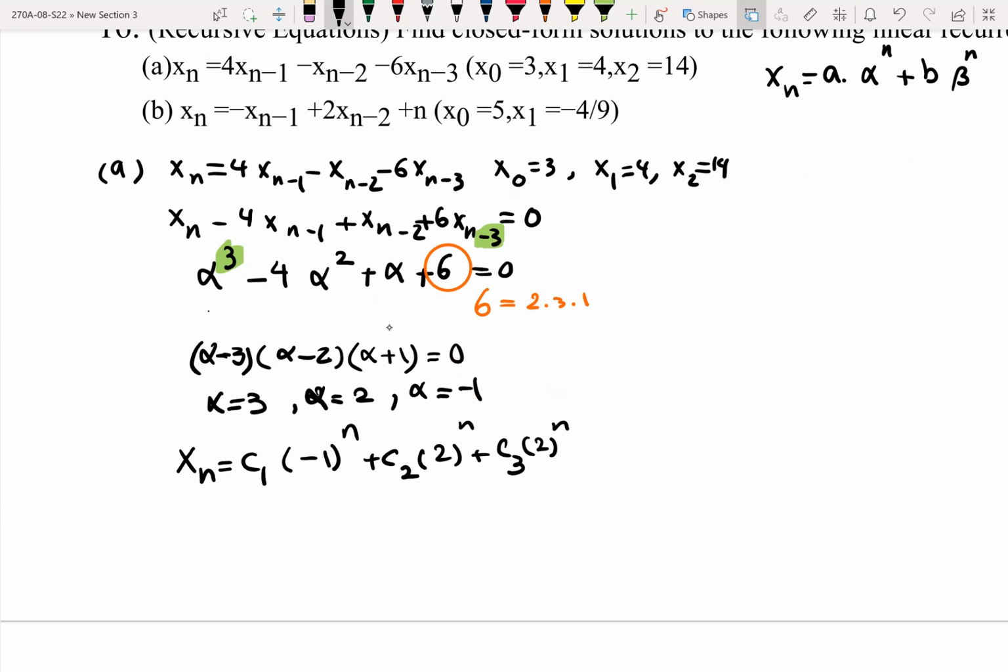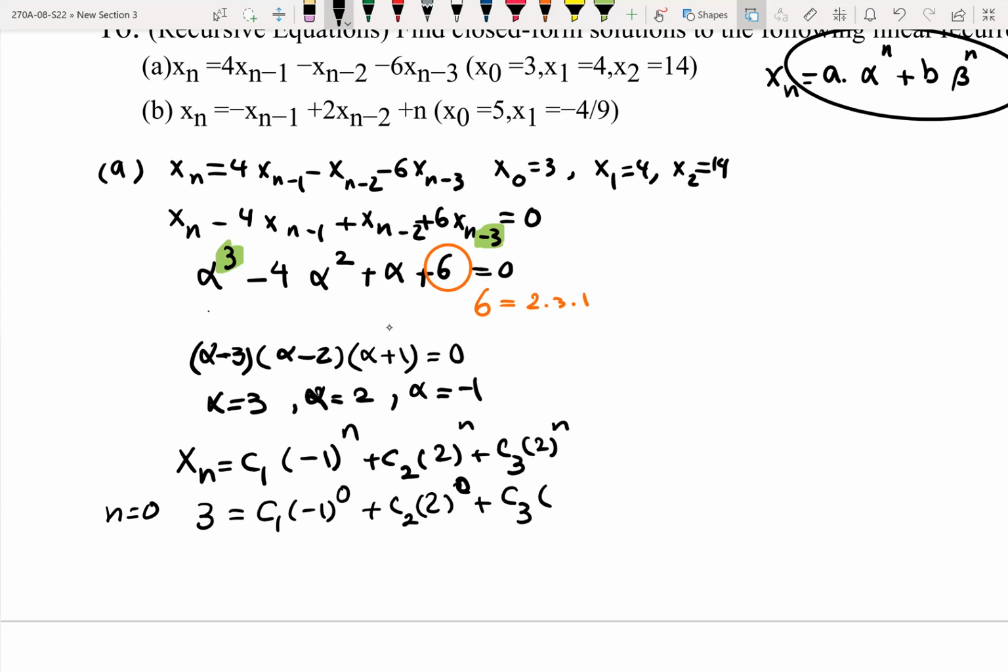So actually, this is the solution according to this pattern. The only thing is you're supposed to plug in the values. You just say if n equals 0, so that is going to be 3. C1 times -1 to the power of 0, plus C2 times 2 to the power of 0, plus C3 times 3 to the power of 0. And that gives you one equation.